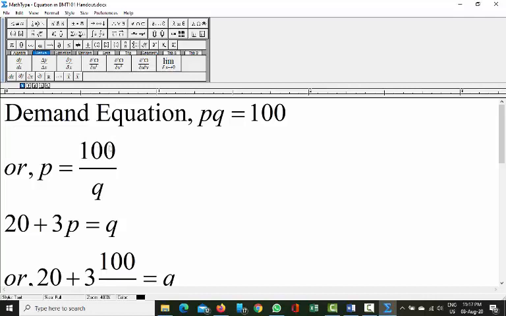The demand equation is PQ is equal to 100, so P is equal to 100 divided by Q. This is the supply equation.